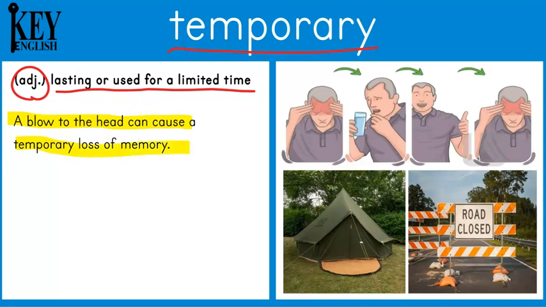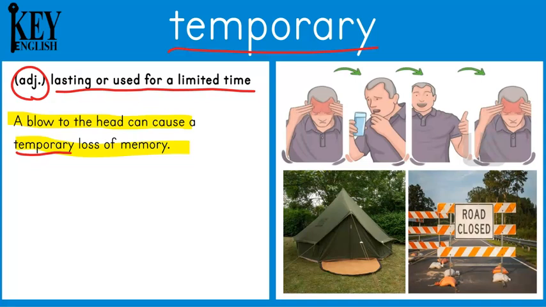So if someone hits someone on the head, that can cause them to lose their memory for a short amount of time. So we would call that temporary, a temporary loss of memory. Your memory will come back, but you might not have it for a short time.